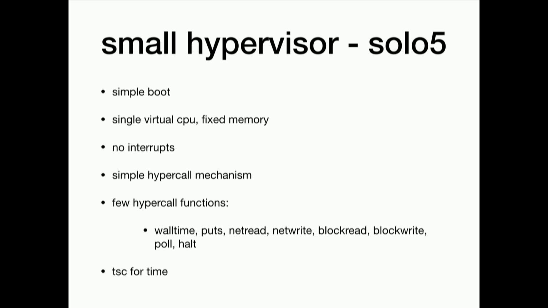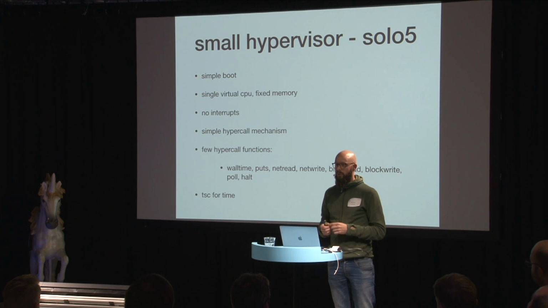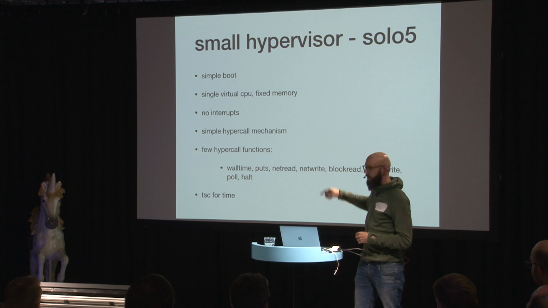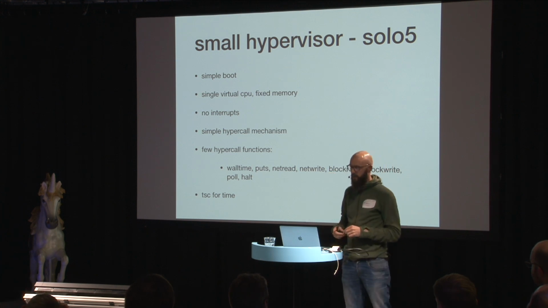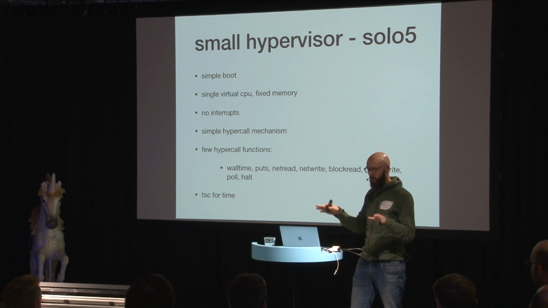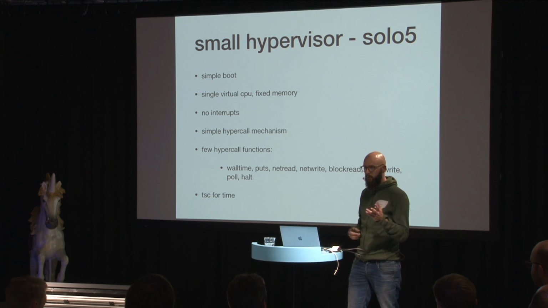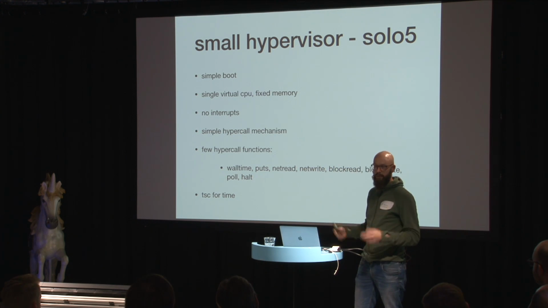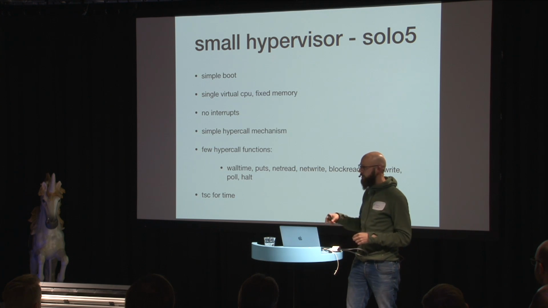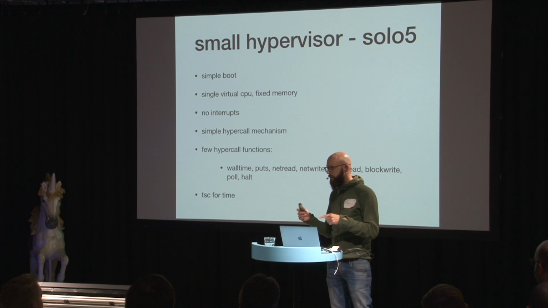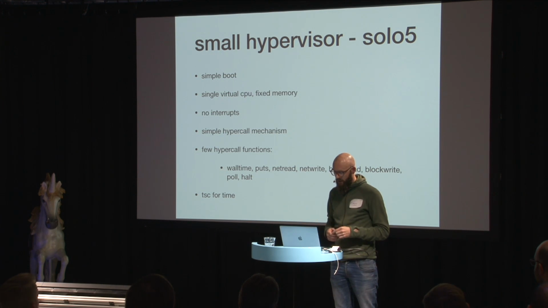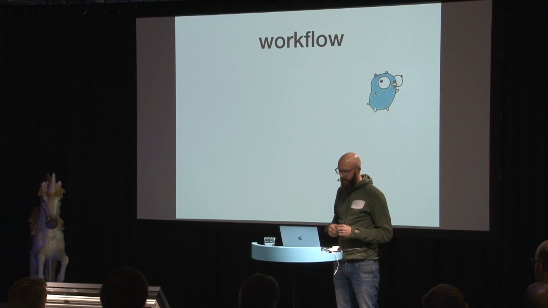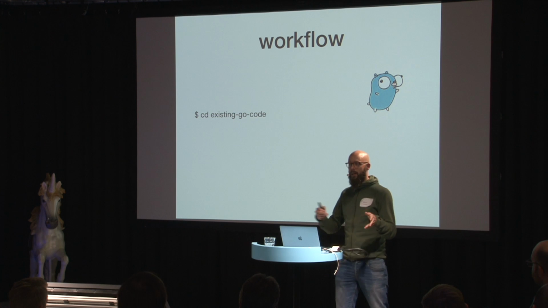It has only one single virtual CPU, and a fixed amount of memory at startup. You can configure it, but only at startup. There are no interrupts. It has a very simple hypercall mechanism that even I can understand. And it has very few calls for if you want to do anything special, like get the current wall time, print something to stdout, read or write a network packet, and read or write a disk sector. Poll, which is just sleep, which is interrupted when some event happens on the network, and there's halt. And really, this is the whole interface that the hypervisor provides. Finally, it uses TSC, the timestamp counter, for time, which is an Intel instruction just to get time efficiently.